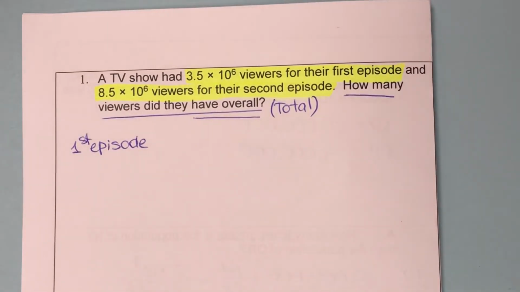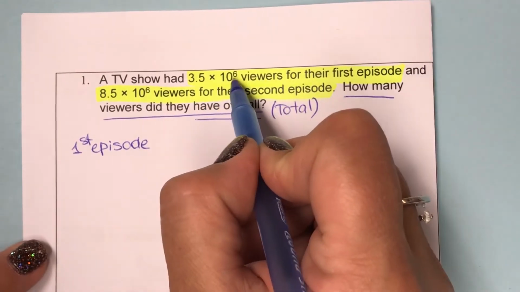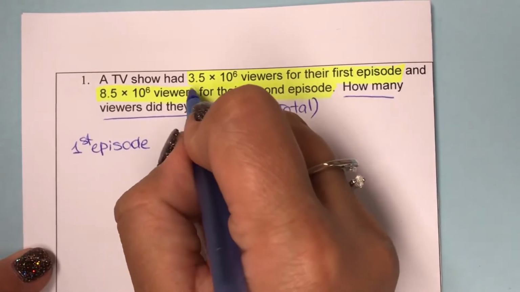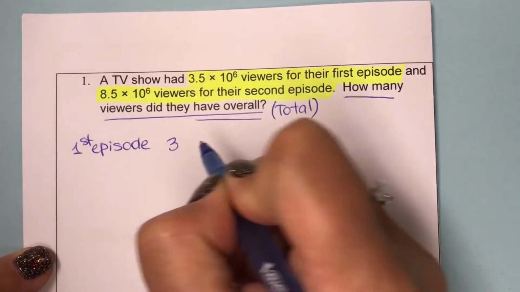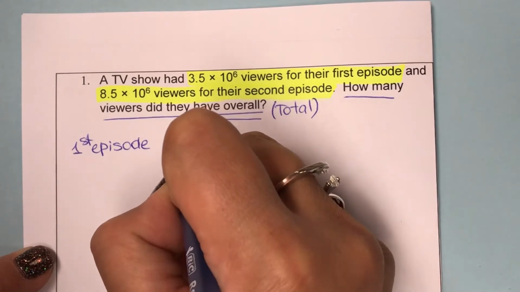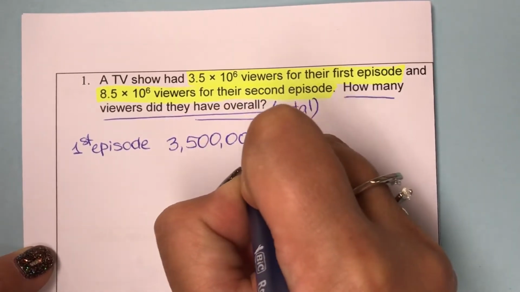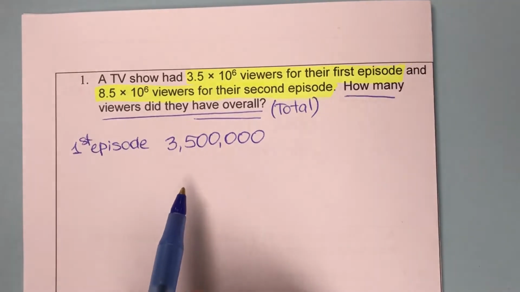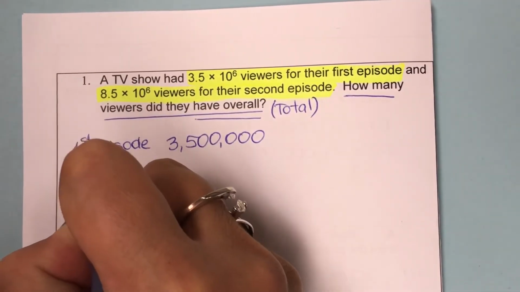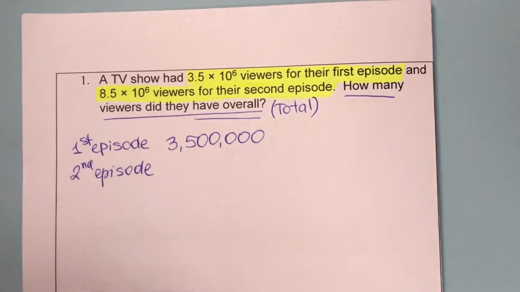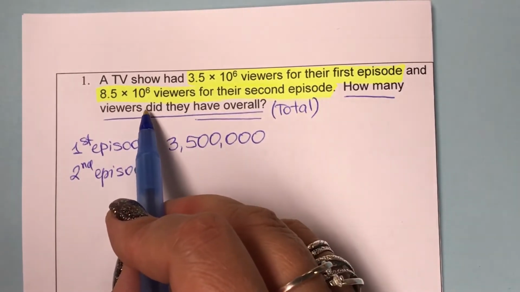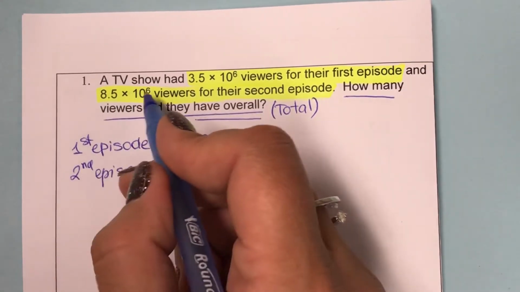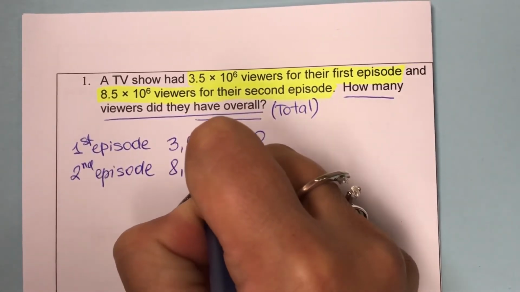scientific notation is always the best to be converted to standard to understand the value of the number. So we have 3 times 10 to the 6th power. 10 to the 6th power is a million. So to multiply that by 3, there will be 3 million, and then 500. So we have 3,500,000. And then in the second episode, it looks like there are more viewers. Maybe the people said, hey, it's a good show, check it out. And then you have 8 times 10 to the 6, so that's 8 million. 8,500,000.